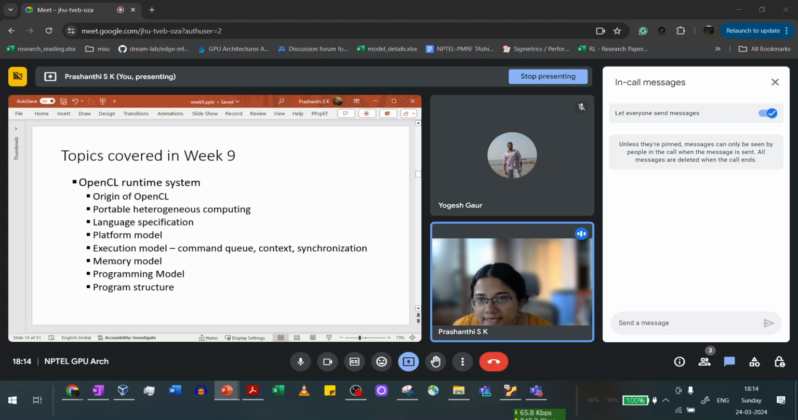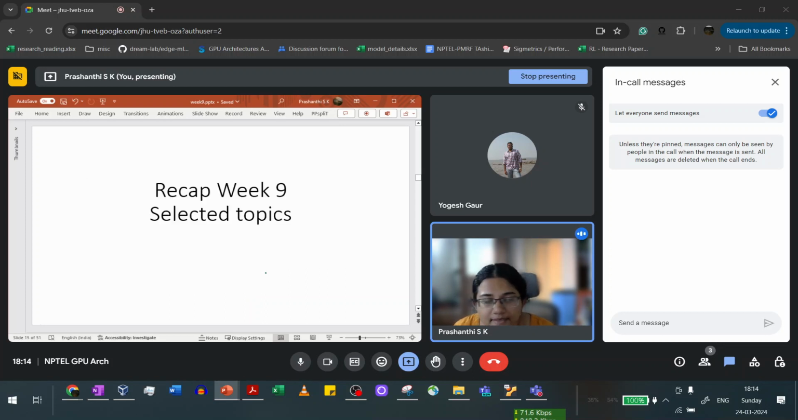We will continue with the recap as of now. So in week 9, we saw an introduction to the OpenCL runtime system, right from how OpenCL originated, what some of its goals are, what the language specification for OpenCL is, what the platform model and the execution model are. We looked at various terminologies like command queue, context, and synchronization. Then we looked at the memory model, the programming model, and the program structure. So let's look at some of these topics in the recap, and then we'll move to the problem solving.